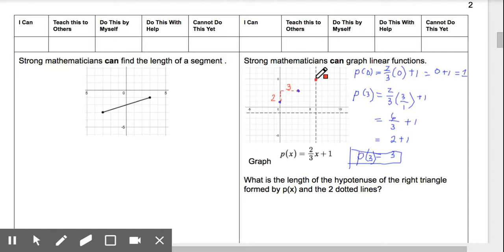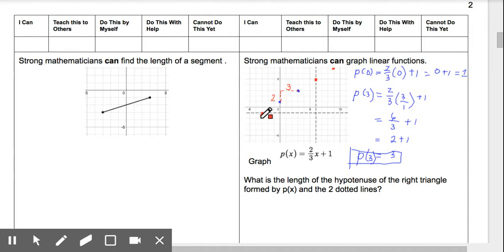So that means there's another point on the line here. I continue that: 1, 2, 1, 2, 3, and here's another point on the line. Now I can reverse directions and go to the other side. So I can start here, and instead of going up, I could go down 2 and left 3. 1, 2, 3. So now we know that there's another point on the line here.